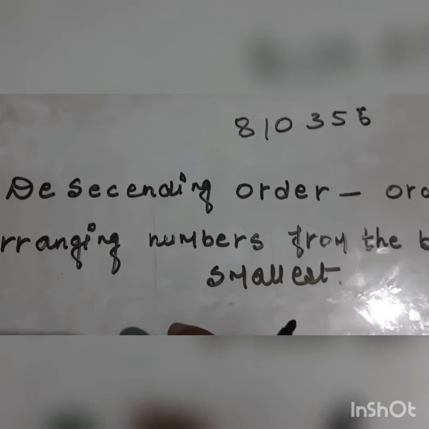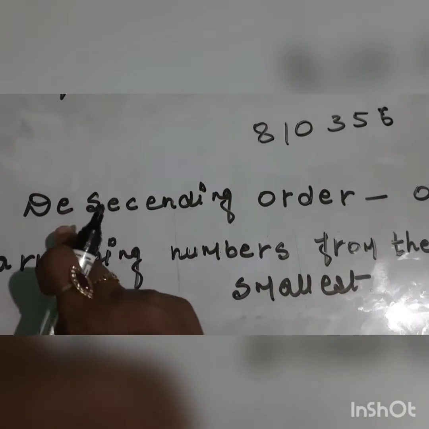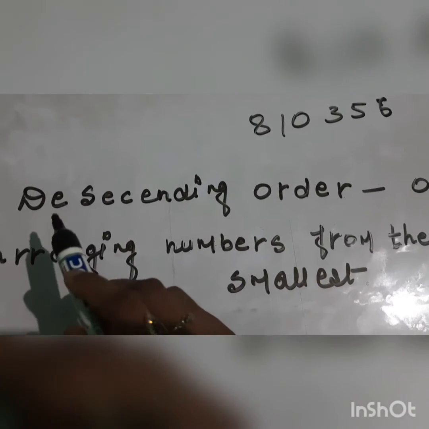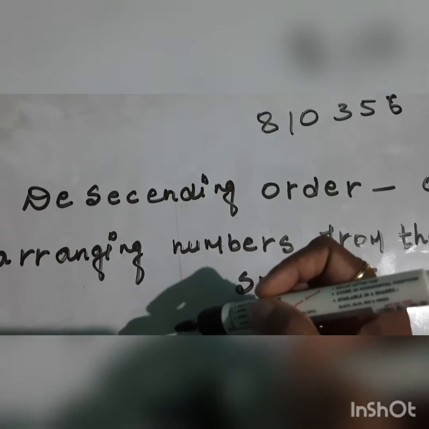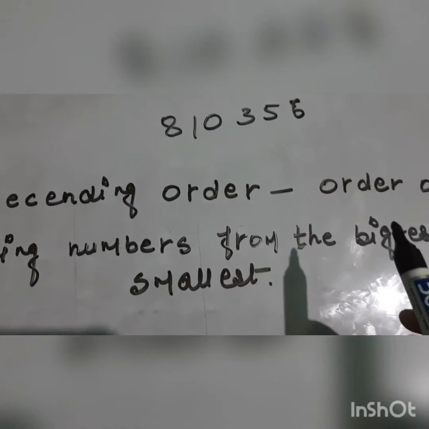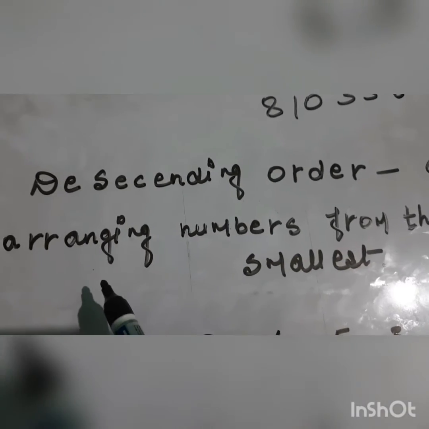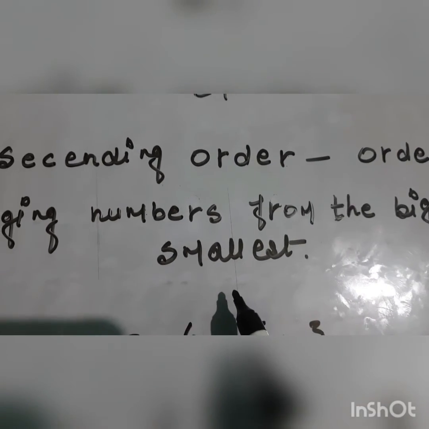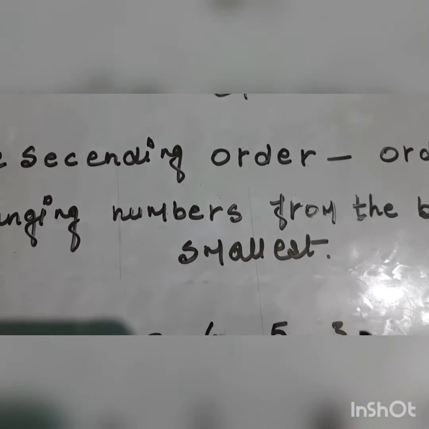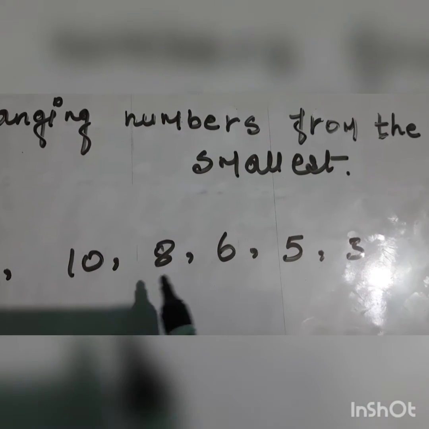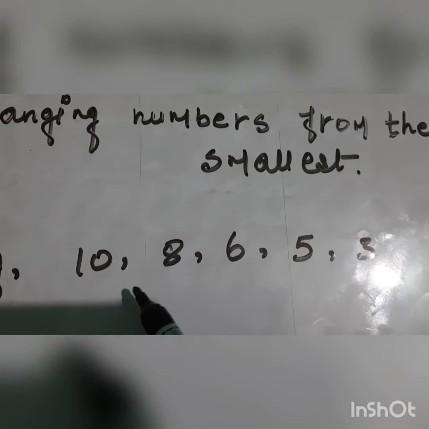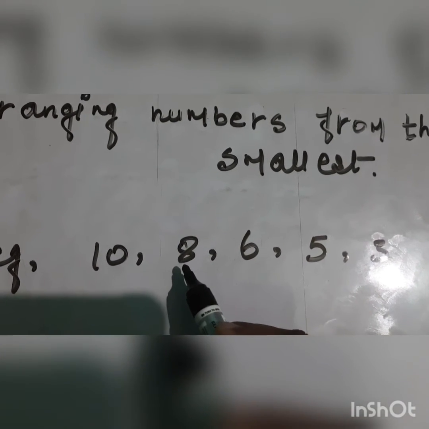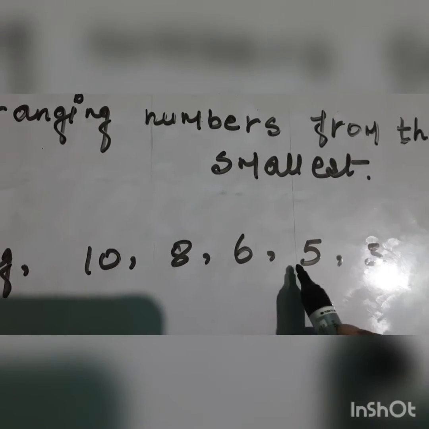Now next let's come to descending order. In descending order, D means down. Descending order means to order or arrange numbers from the biggest to the smallest. The numbers come down, which means we arrange them from the bigger number to the smaller number, so the biggest comes first: 10, after that 8, 6, 5 and 3.